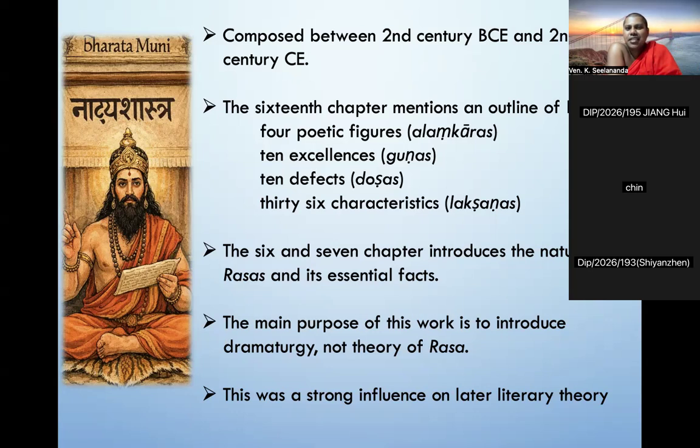There are 10 excellences of those verses. Some verses we can identify compounds, so many compounds. These are the gunas, and dosas are the weakness of the poetics. If we include some unusual words, unnatural words, or bad words when we write the verse, if we include those unusual words, it is the dosa.